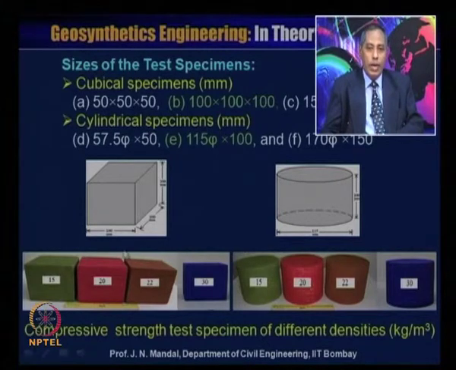So, you can see here different types of cubical specimens with different densities. This is 15, this is 20, this is 22 and this is 30, and these are all cubical specimens, and on the right hand side here is the cylindrical specimen, with density 15, 20, 22 and 30 kg per meter cube. So, we have performed this compressive strain test on specimens of different density.